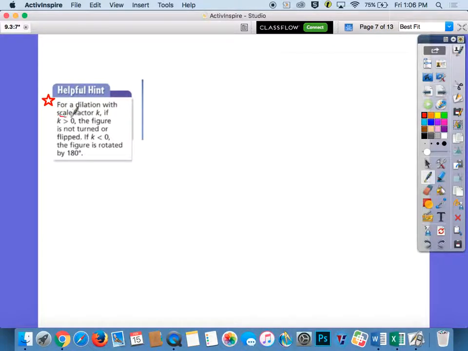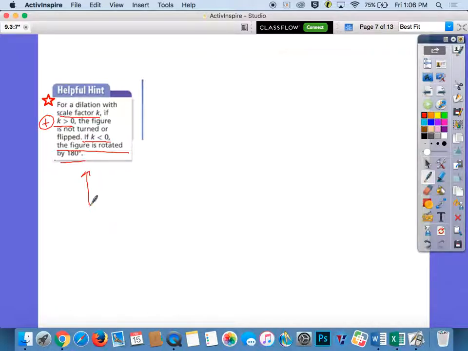For a dilation of a scale factor of k, if k is bigger than 0, meaning k is positive, remember k is your scale factor, the figure is turned but not flipped. If k is less than 0, the figure is rotated by 180 degrees. And this is the thing that we're going to spend a little time on. The rest of it is repetitive.